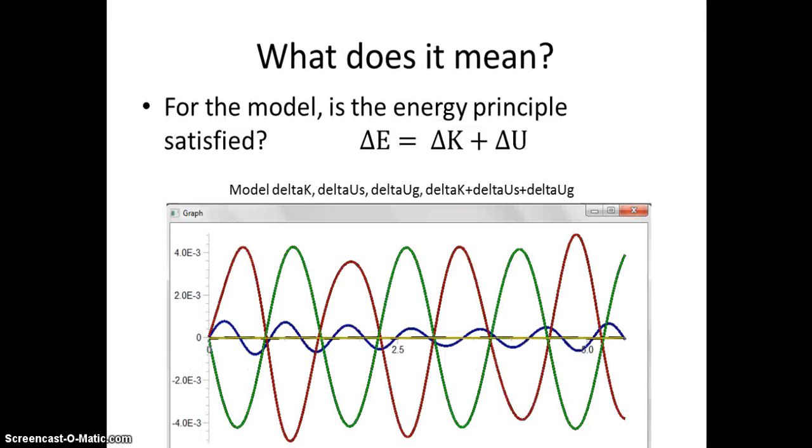What does it mean? For the model, the energy principle is satisfied because the energy principle states that the change in energy of the system equals the sum of the changes in potential and kinetic energies of the system. In this case, the energy principle is satisfied because the kinetic, spring potential, and gravitational potential all add up to be 0, which is displayed by the graph with the yellow line.